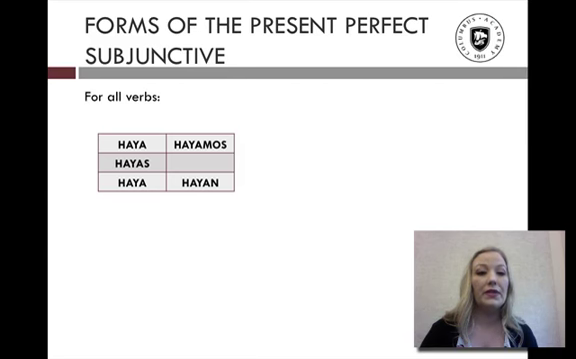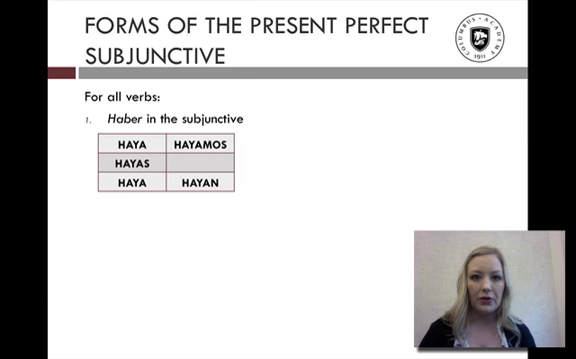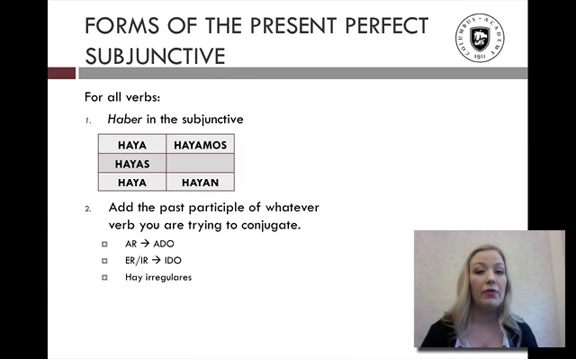All perfect tenses use a form of haber. In this case, because we're talking about the present perfect subjunctive, you're going to use the present subjunctive form of haber. So haya, hayas, haya, hayamos, hayan. All perfect tenses always have two elements, the form of haber and then the past participle of whatever verb it is that you're trying to conjugate. So any verb that ends in AR is going to go to ado, and verbs that end in ER, ido. And then, of course, in Spanish, there are always irregulars. So verbs like hacer, hecho, decir, dicho. And ideally by now, you remember those irregulars.